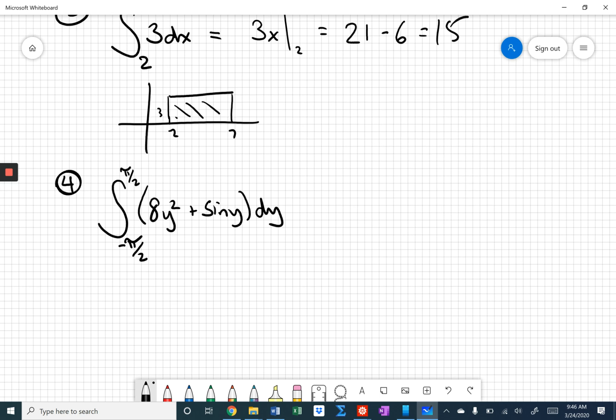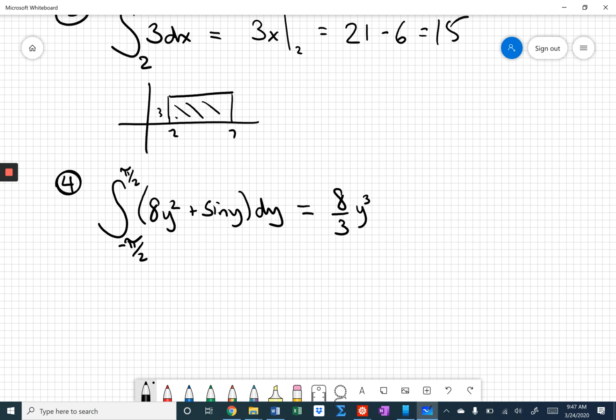All right, so what do we have here for number 4? So we need to find an antiderivative of 8y squared. That's going to be 8/3 y cubed. So we're going to add 1 to the exponent, divide by that new exponent. That's how we got the 8/3.